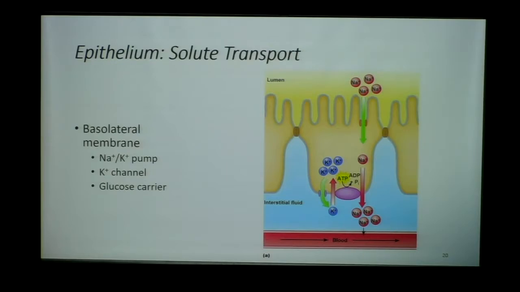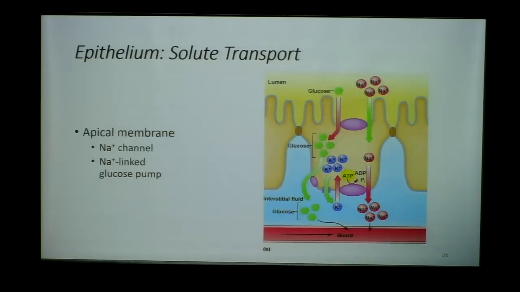We also have potassium channels, so these are leak potassium channels, and they're allowing potassium to leak right back out of the cell, and then leak sodium channels on the apical membrane allow the movement of sodium in. And then we also have glucose carriers that help to mobilize glucose. We'll look at an example later on, but they're also found on the basolateral membrane. They're going to move glucose through the cell and then into the bloodstream here.